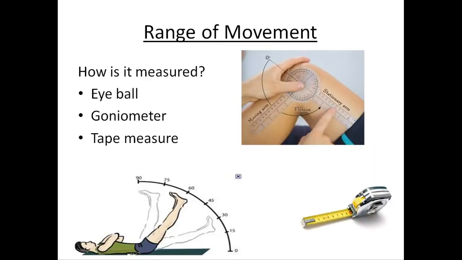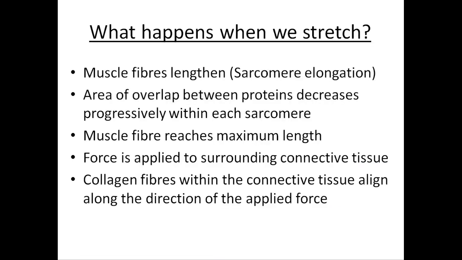So the way that we measure range of movement is we can use the Mark 1 eyeball, where you can guesstimate it. The more experienced a clinician you are, the more accurate you are. As a student, we'd like you to use a goniometer, because that way you can be accurate, valid and repeatable. The other thing is you can also use a tape measure when you're using knee to wall as well. So what happens when we stretch?